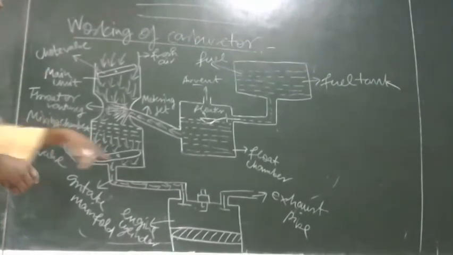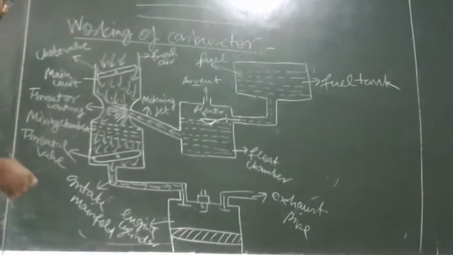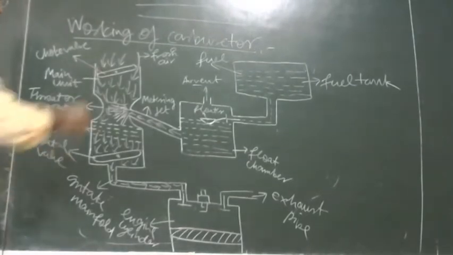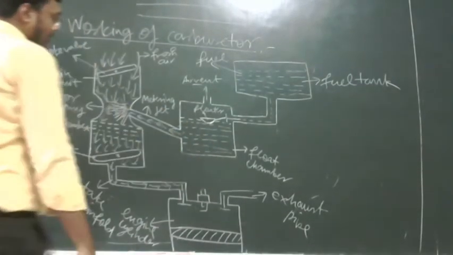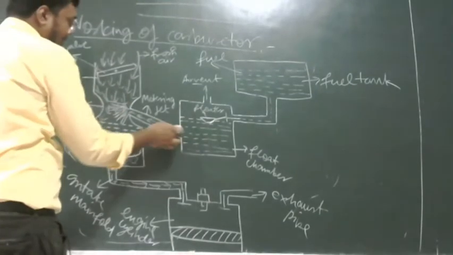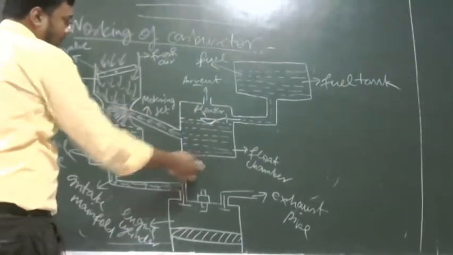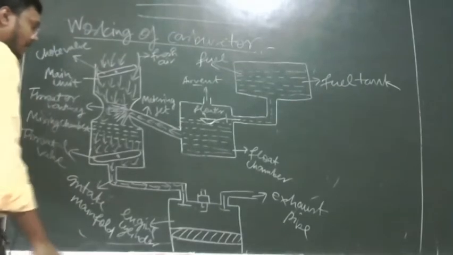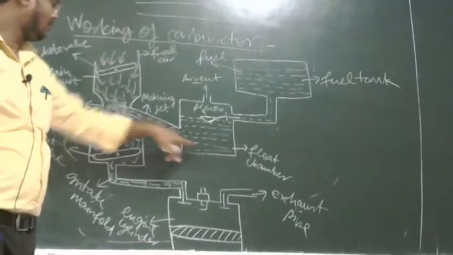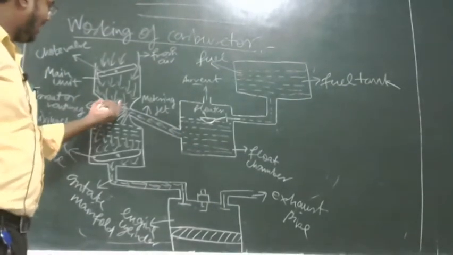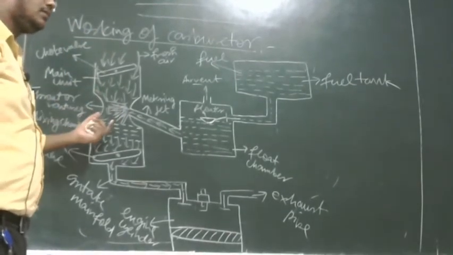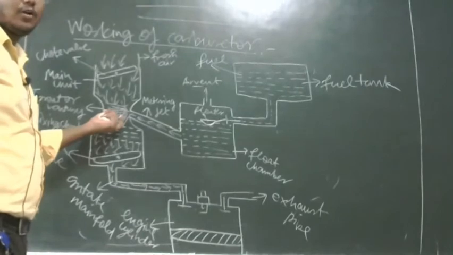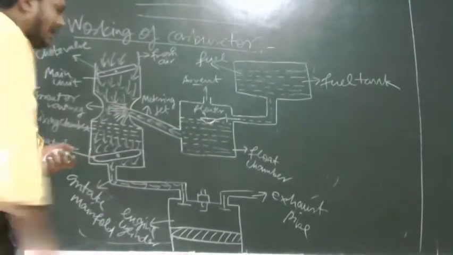These are the parts. The main parts are the choke valve, the throttle valve, this is the main unit, and the float chamber. Between the main unit and float chamber there is a pipe which connects the main unit to the float chamber. This is known as the metering jet. And fuel flows from the float chamber to the metering jet due to high velocity of air. When air flows inside the main chamber, the velocity of air increases because the area is minimum here, at the Venturi.